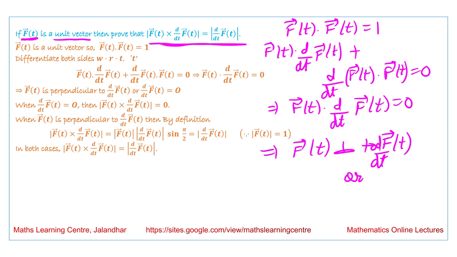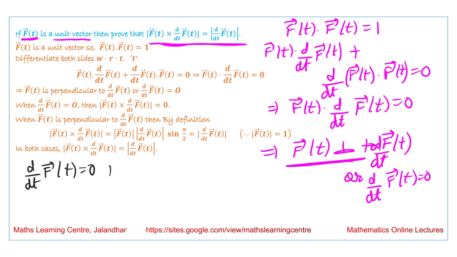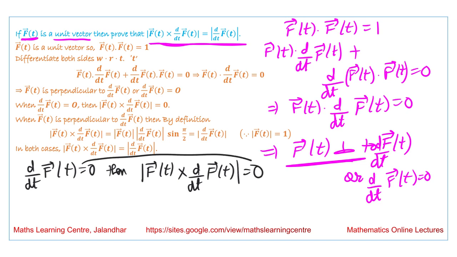Or either these two are perpendicular, or the value of d by dt of f vector t is equal to 0. We have these two conditions, and either of them will hold. So for the first case, when d by dt of f vector t is equal to 0, then mod of f vector t cross d by dt of f vector t is equal to 0. So both these values are equal.